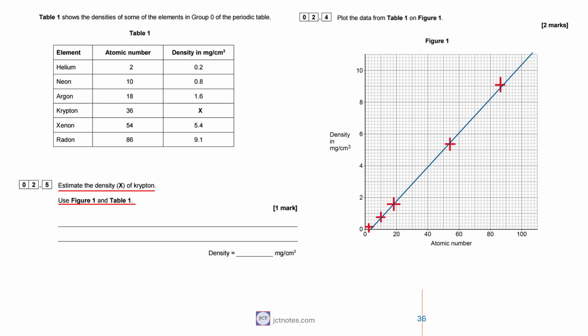If you draw a straight line of best fit through the points, you can find 36 on the x-axis, which is krypton's atomic number, and follow it up until it hits your line. Reading across to the y-axis gives us a density of 3.5.